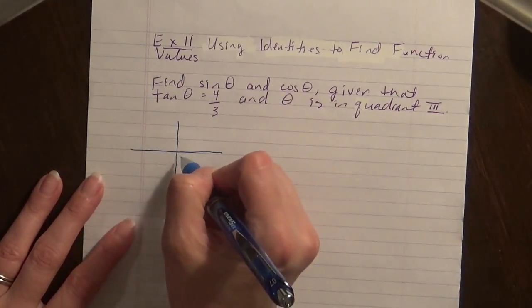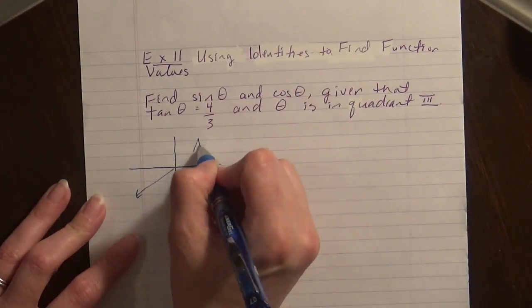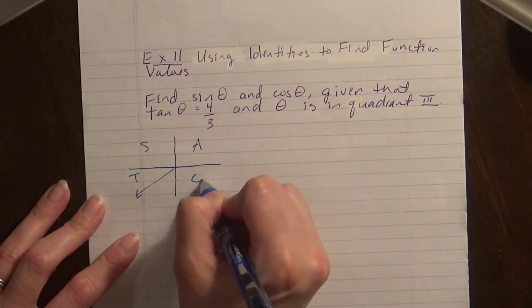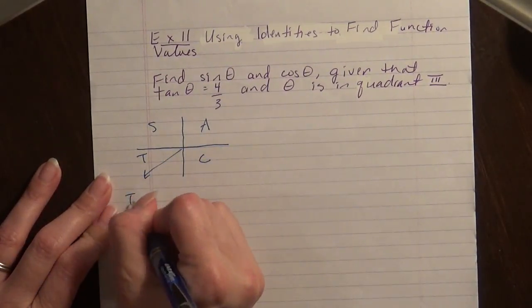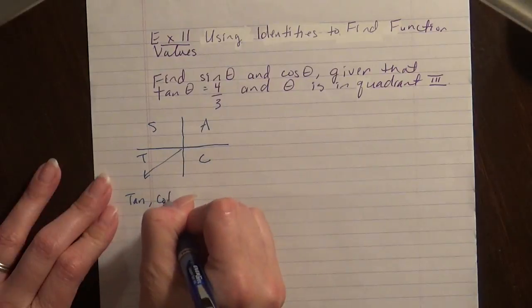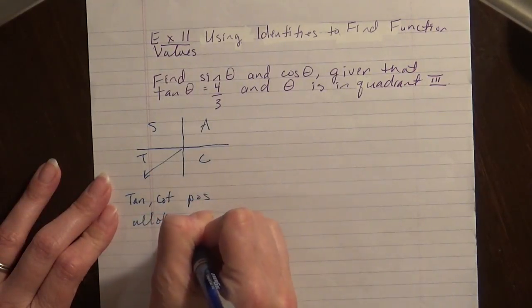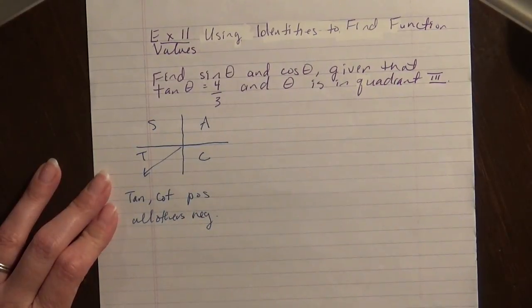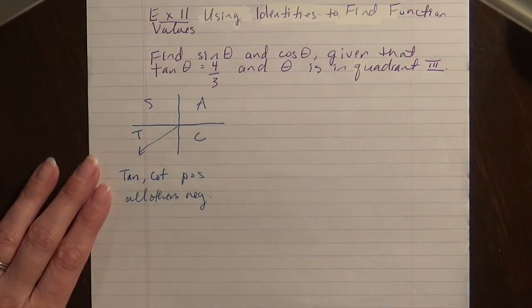If I'm in quadrant 3, that puts me down here. So all silver tea cups. If my angle is in quadrant 3, then tangent and cotangent are going to be positive, all others negative. So we can use this if we're trying to figure out what sign we need to have as we're going through these. So only the tangent and cotangent will be positive in this problem. We have to find sine and cosine, okay? So how are we going to get that?